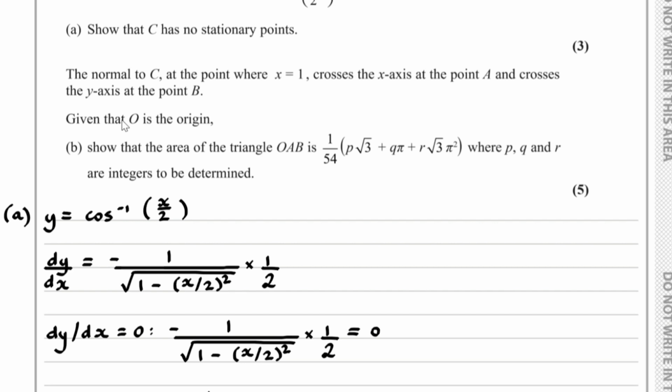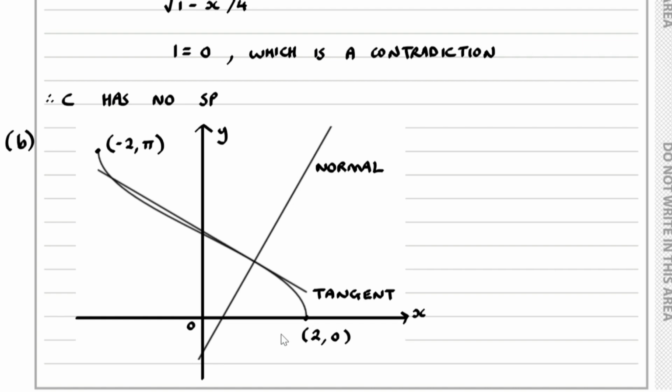Now for part B, the normal to C at the point where x is equal to 1 crosses the x-axis at the point A and crosses the y-axis at the point B. Given that O is the origin, we have to show that the area of the triangle OAB is 1 over 54 lots of p times the square root of 3 plus q times pi plus r lots of root 3 times pi squared, where p, q and r are integers to be determined.